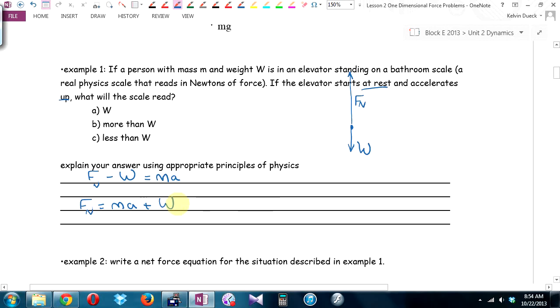Why does that mean that the normal force has to be bigger than W? Algebraically, what does that mean? Mathematically, what does that mean? If they were the same size, the equation would look like that, right? So why does that mean that it has to be bigger? When you add something, what happens to your answer? It's got to be bigger.